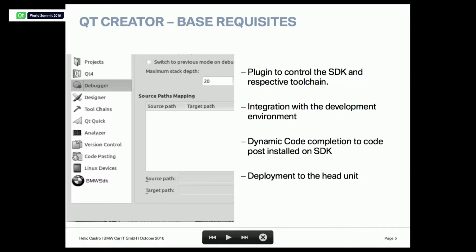So the basic requisites are that we have a plugin to control the SDK and the respective toolchain inside the SDK. We have an integration with the development environment, meaning that every kind of software needs to be integrated in some way to make it easy to develop. We have dynamic code completion. It means it's not like every project right now in QtCreator, where you just need to load the project and then do everything there. And if something new happens, you need to close QtCreator and start again for the parsing. It's not simple to open a new project.